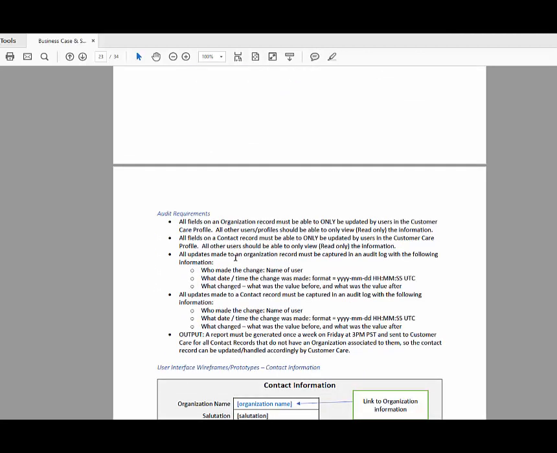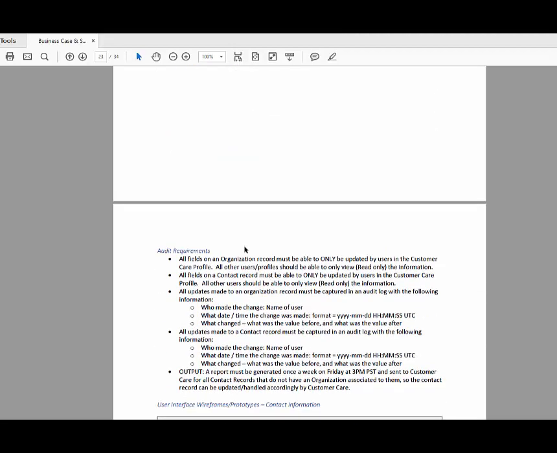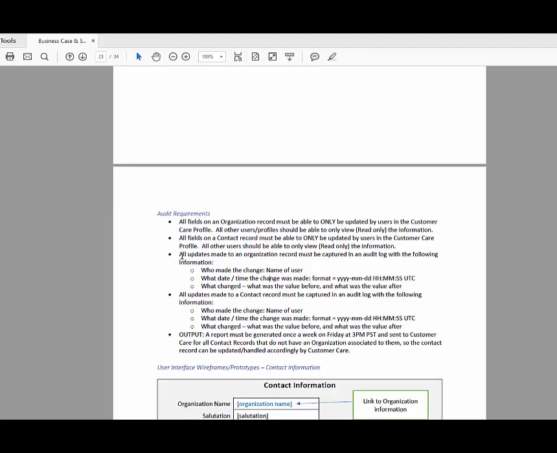Auditing requirements then cover, when you have this data and this user interface and you're entering this information in, what are the things that should happen if something changes on these records? So some of the things we captured were: all fields on an organization record must only be updated by users in the customer care profile. Another one is all updates made to an organization record must be captured in an audit log with the following information. If one of these fields changes on this organization record, it should be capturing who changed it, when it was changed, not just the date, but the date and time, and also what changed, what was the before value and what was the new value.